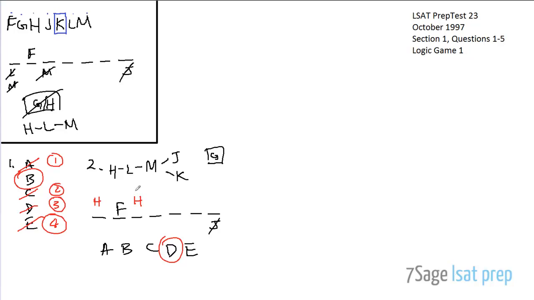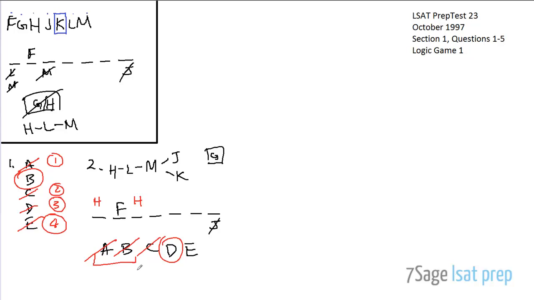Looking at the rest of these answers, G is first. G doesn't have to be first, right? H can be first. H, L, M, J, K, and then G can come at the end if it wants. How about B? K is 7th. K doesn't have to be 7th. H, L, M, J, K, and then G at the end, right? The exact same scenario rules out these two answers. How about C? L is 3rd. L doesn't have to be 3rd, right? H, L, M, J, K, with G over here, right? So answer choice C doesn't have to be true.